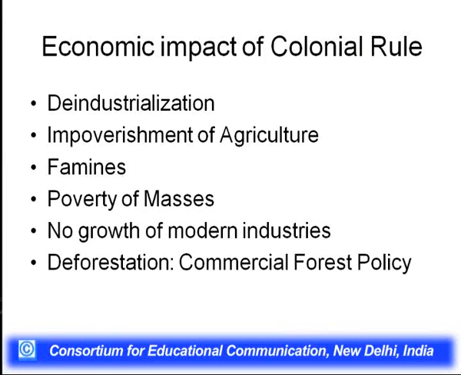Deindustrialization was one, and how because of the policies which were being followed by the British, deindustrialization took place. Impoverishment of agriculture was another. Famines, poverty of the masses, no growth of modern industries, and deforestation, which led to the commercial forest policy. So what we see is how colonial rule was affecting the Indian industries in every way.